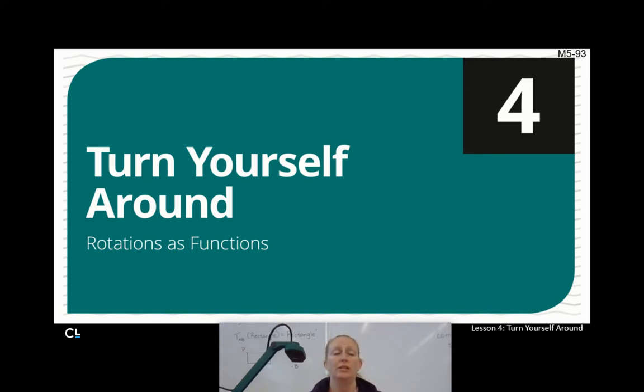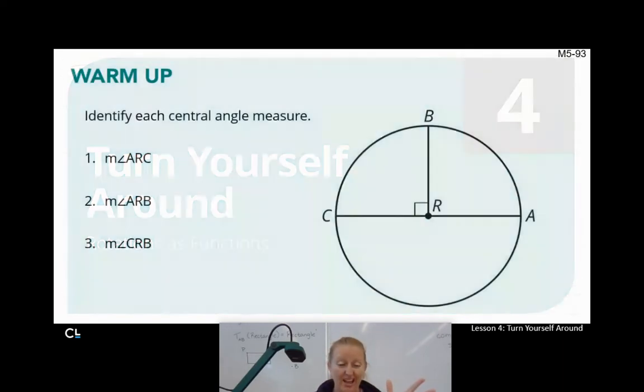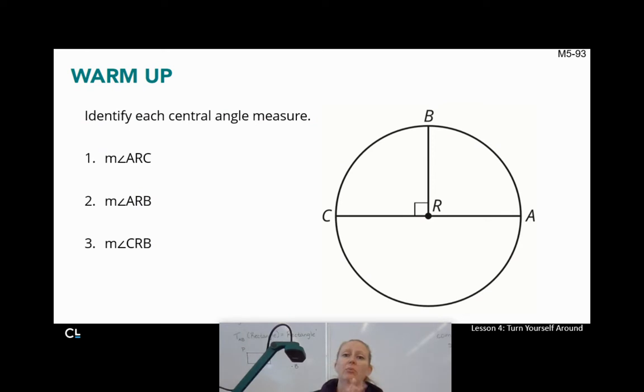So we've talked about translations as functions. We've talked about reflections as functions. Now we're going to talk about rotations as functions. And we know rotation is a turn. I mentioned before that it was measured in angles and degrees and all that. So to kick it off, to get us started, I have a very brief format for you.